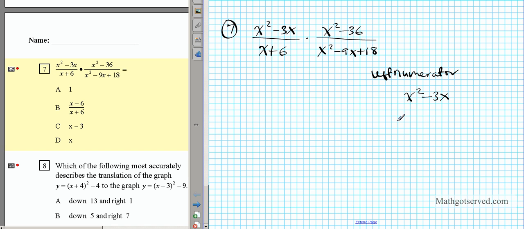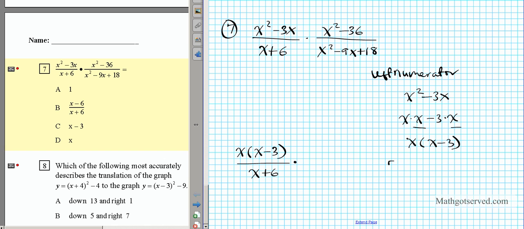So what we do is we break it down, x times x minus 3 times x. We can take out an x, and we're going to be left with x minus 3. So there goes the factored form of the left numerator: x times x minus 3. The denominator is already factored, so we just leave it alone. I mean, it cannot be factored any further.